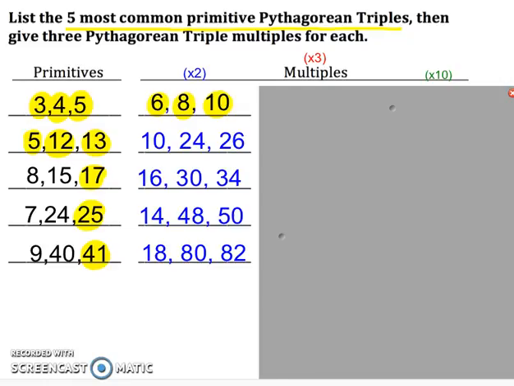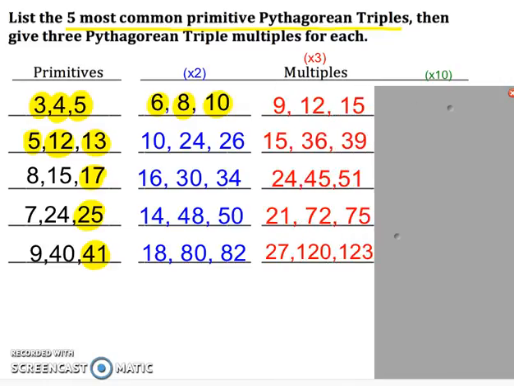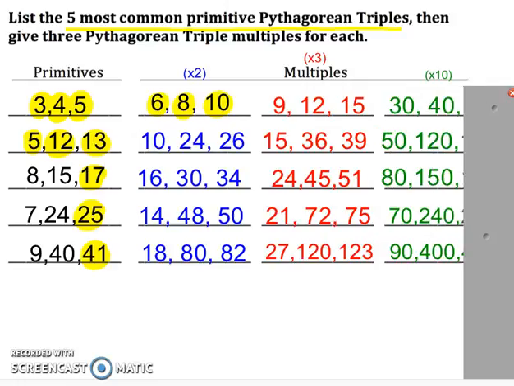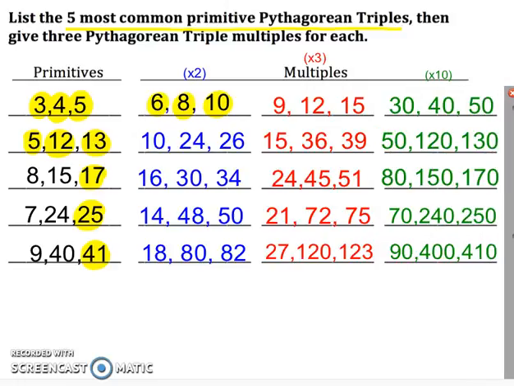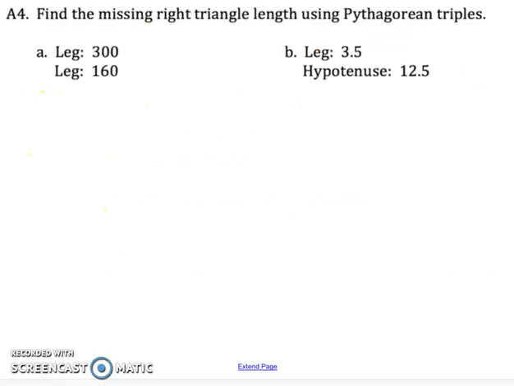Then I multiply 3, 4, and 5 by 3. Then I multiply 3, 4, and 5 by 10. And that gives me a list of Pythagorean triples. All of these triples do satisfy the Pythagorean theorem. Let's put these into practice.